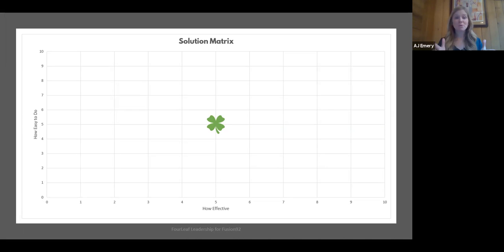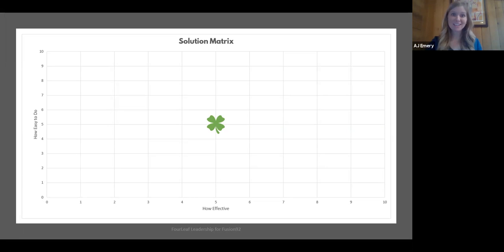So first, we would take our list of things that we are going to put into play, or we want to put into play, or could put into play. And then we are going to place them on this chart. So let's say that you have a list and you look at one of the items and you say, wow, this is going to be really easy for me to do. I would give it an 8 in terms of how easy it's going to be.